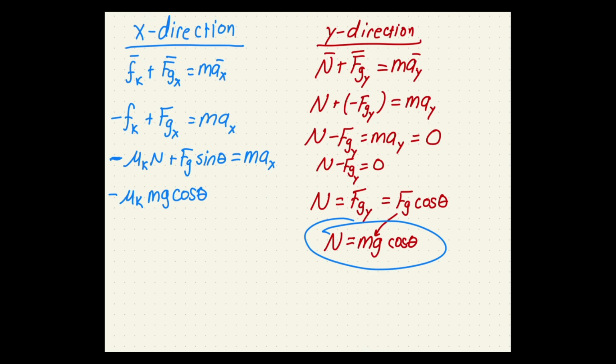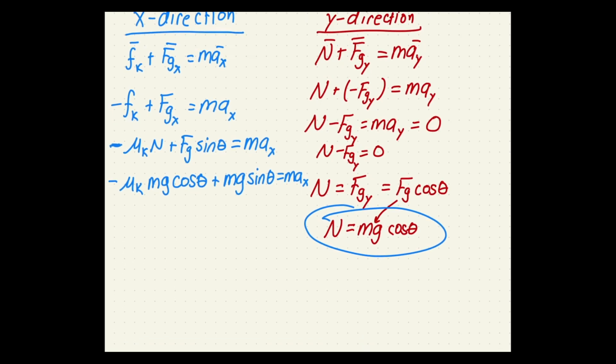So if you see your normal force with a sine, that's not right. Normal force is equal to Fgy, and Fgy is Fg times cosine of theta, not times sine of theta. So I get my minus mu k times m times g times cosine of theta, plus my force of gravity, which is mass times gravity, times sine of theta. And this is still equal to m times a sub x.